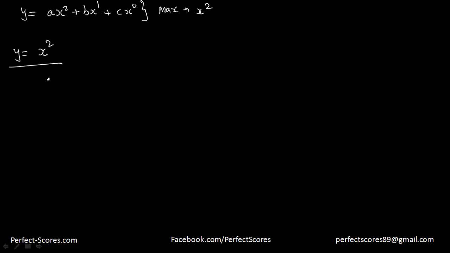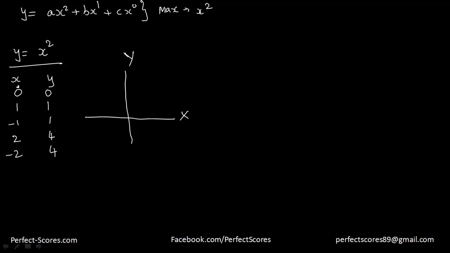If I plot this function, taking the value of x and the value of y: if x is 0, y is 0; if x is 1, y is 1; if x is negative 1, y is 1; if x is 2, y is 4; if x is negative 2, y is 4. Plotting this on the x and y axes, this is how the function looks. This is a typical quadratic function, that is, y = x squared.